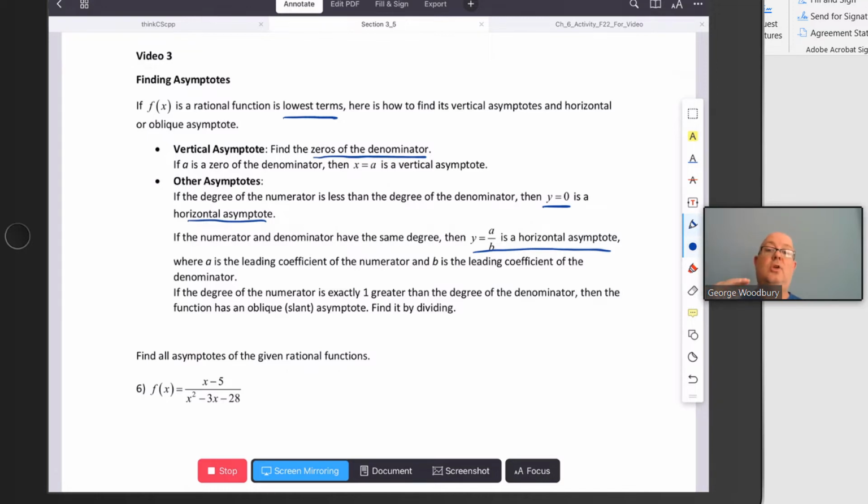When the numerator's degree is exactly 1 higher than the denominator, like we have x cubed on the top but x squared on the bottom, then we have a slant asymptote or an oblique asymptote, and we'll find that by dividing. So we're going to look into all of these cases in these next 3 examples.